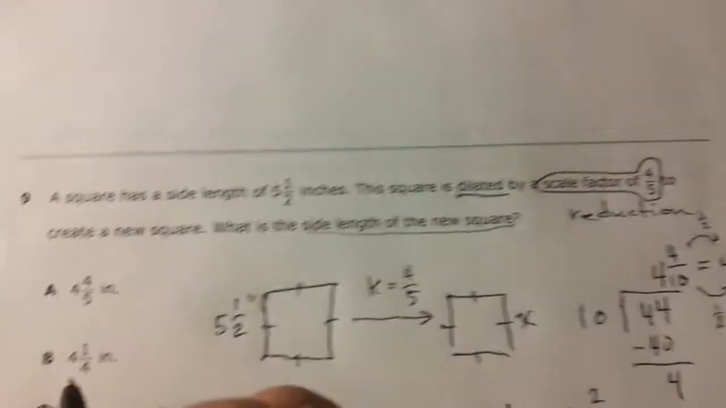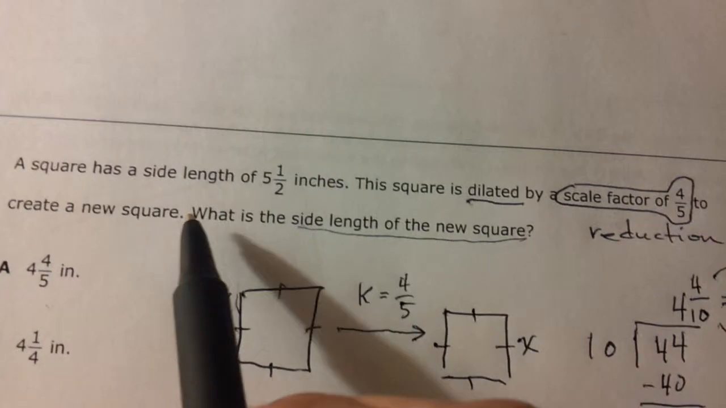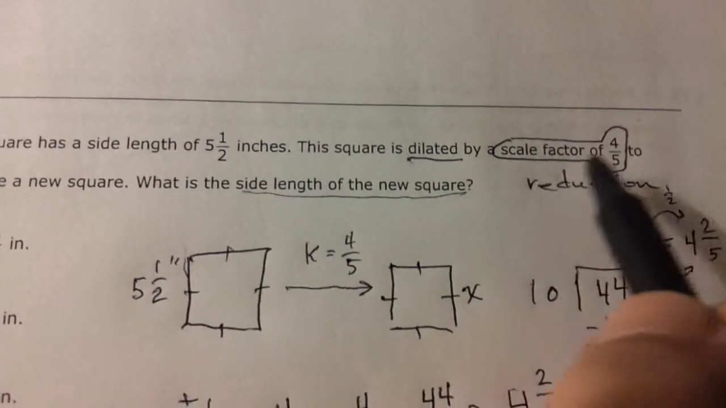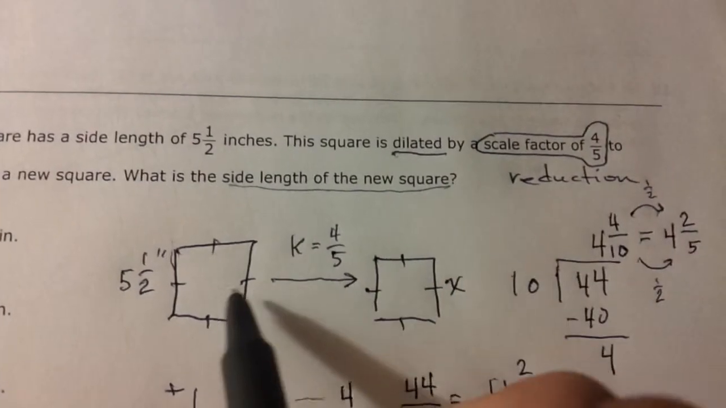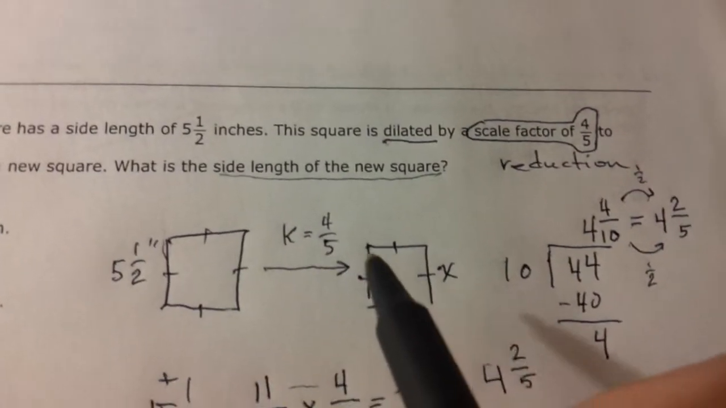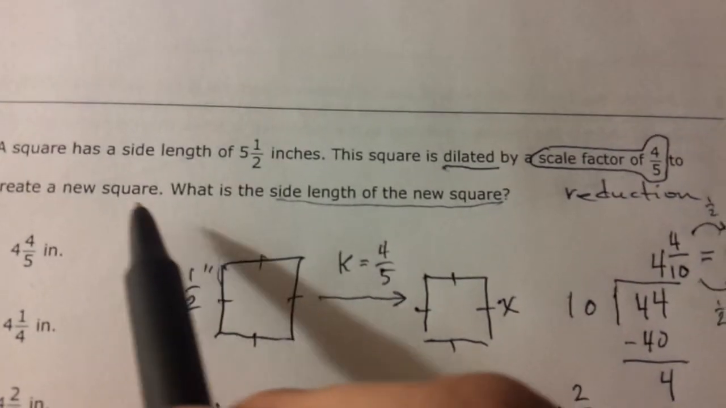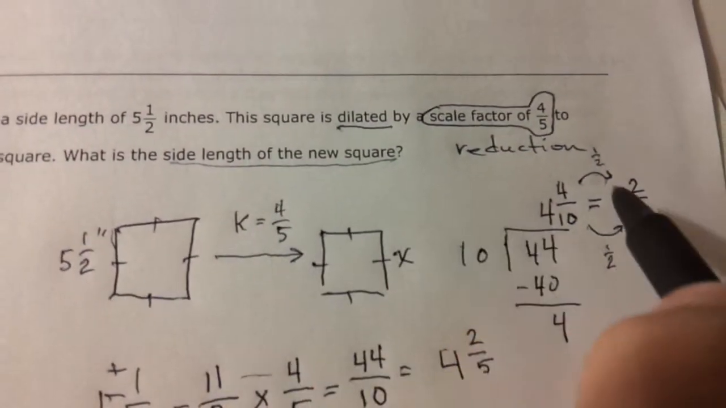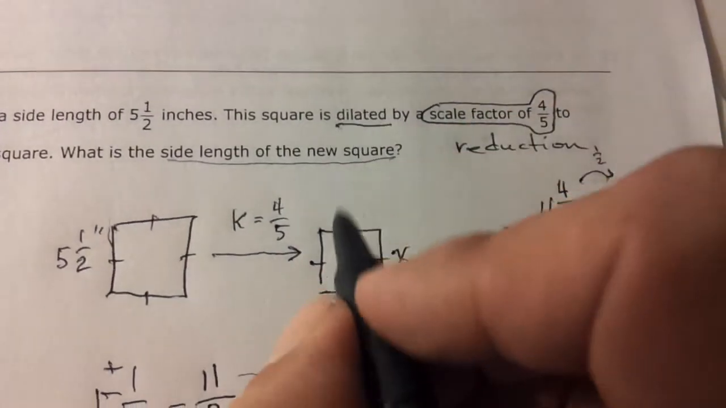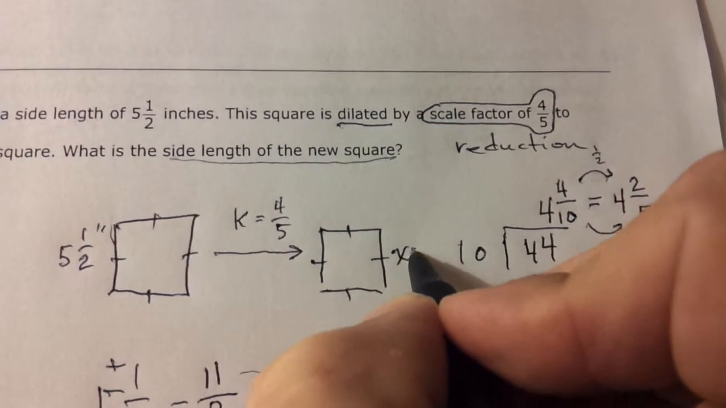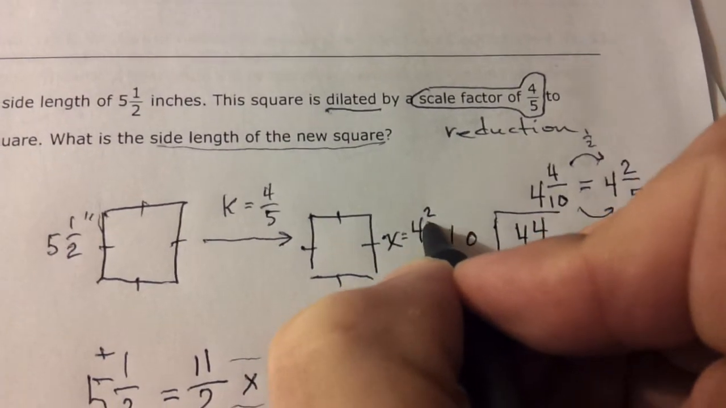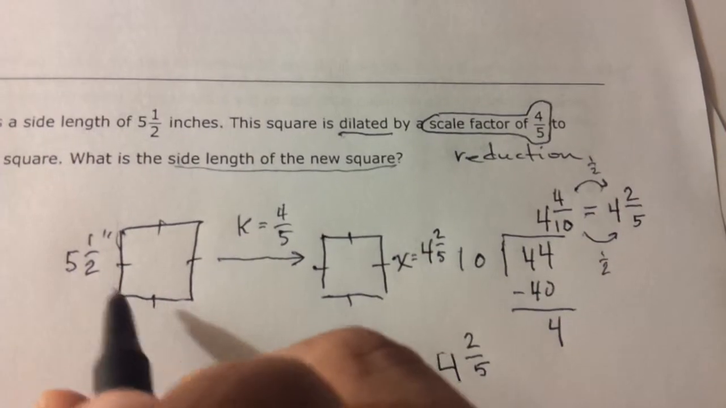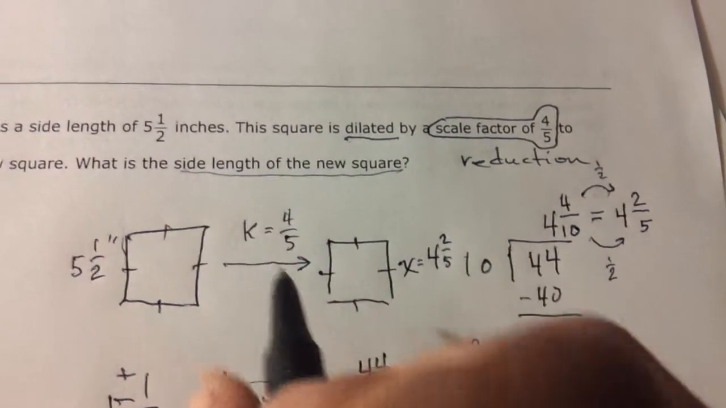Now, let's just check it out. Square has a side length of 5.5 inches. We did that. Square is dilated by a scale factor of 4/5, which is a reduction. We've got it going big to small. To create the new square, side length of the new square was x right here. 5.5 is definitely bigger than 4 and 2/5. So we see we've reduced it by a scale factor of 4/5.